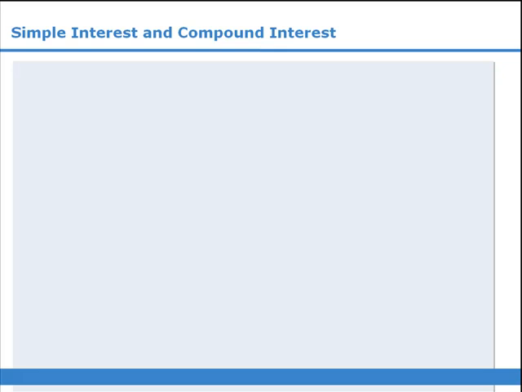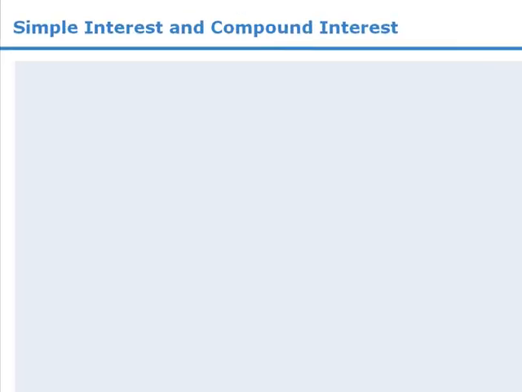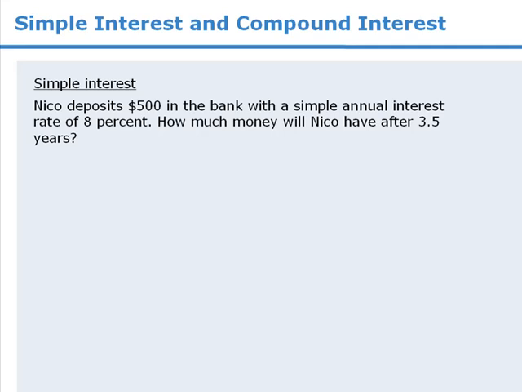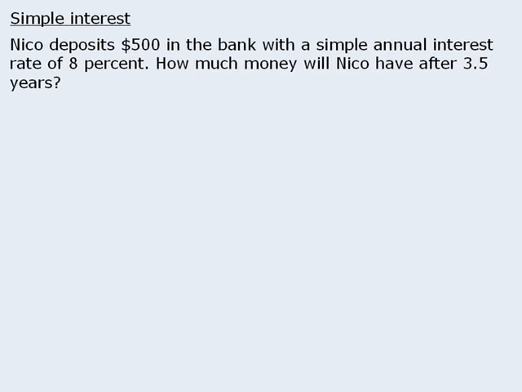In this lesson, we will learn how to tackle questions involving simple interest and compound interest. Let's begin with a simple interest question. Now in this question, we are told that Nico deposits $500 in the bank with a simple annual interest rate of 8%, and we want to calculate how much money he has after 3.5 years.